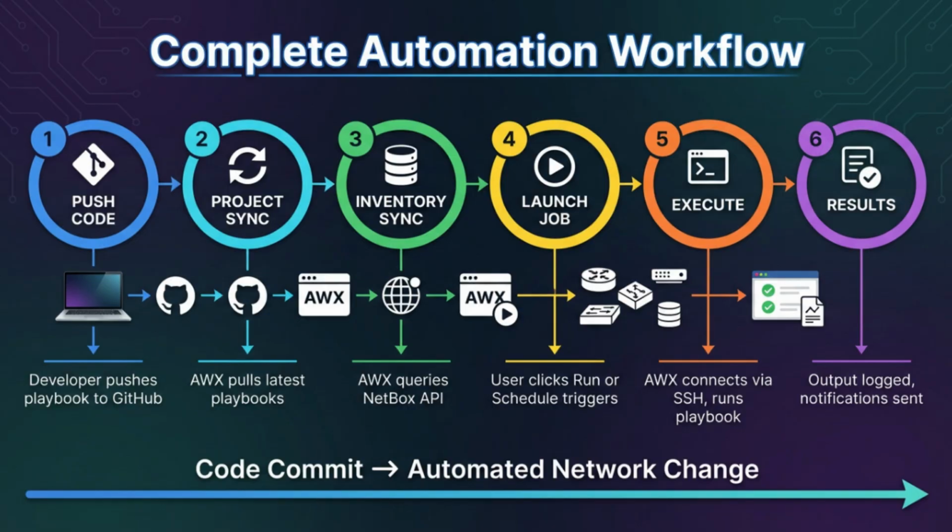So here is the complete 6-step workflow we are building in a nutshell. Step 1, push the code. Developer commits the playbook to GitHub. Step 2, project sync. AWS detects the changes, pulls the latest playbook. Step 3, inventory sync. AWS queries the Netbox API, gets the current device list. Step 4, launch job. User clicks run or a schedule triggers. Step 5, execute. AWS connects via SSH, runs the playbook. Step 6, result. Output logged, notification sent if configured. So from code commit to automated network change, with zero manual syncing. This is the real GitOps for network automation.